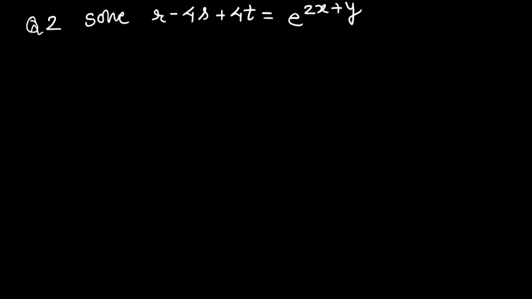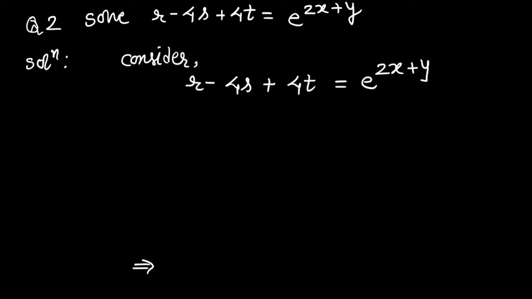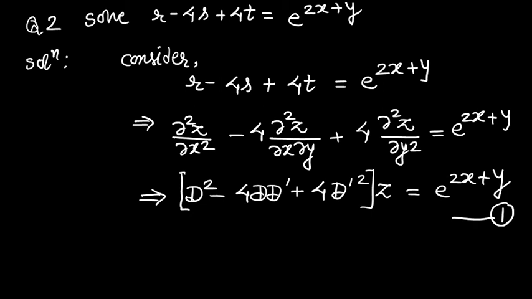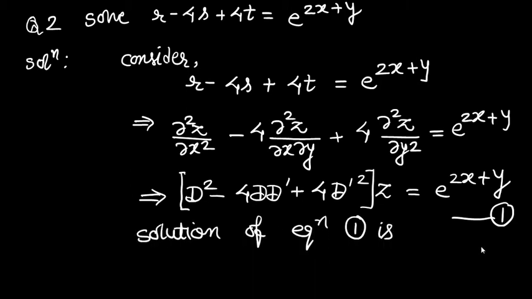Here, solve r minus 4s plus 4t equal to e to the power 2x plus y. Now r means del square z by del x square, s means del square z by del x del y, and t means del square z by del y square. Now we write this in symbolic form by substituting del by del x equal to capital D and del by del y equal to D dash. We get this equation number 1.